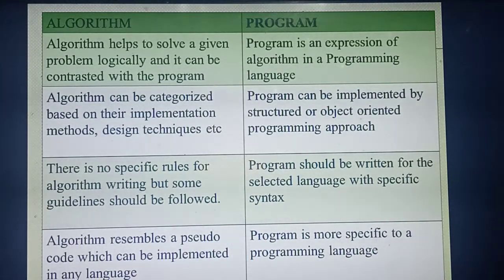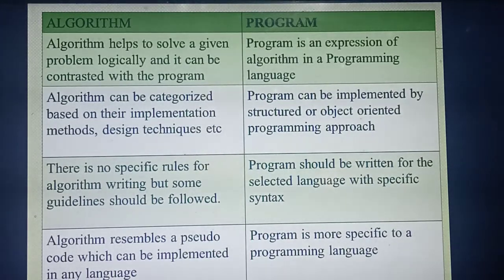But a program is not like that. While you are writing a program, it should follow a specific syntax. For example, a C++ program means you should follow the syntax of C++. For example, each line needs to end with a semicolon. Cin, cout, symbols are like this. Likewise, each and every programming language follows some specific syntax. But an algorithm is not like that.